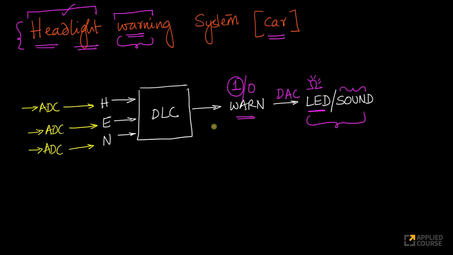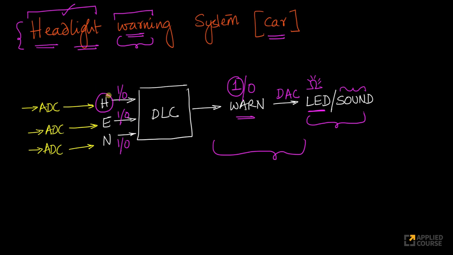Now, what are the inputs? We have understood the output of this system. It's a simple Boolean warn signal. What about the inputs? The first input that you need is whether the headlight is on or not. This H is Boolean, just like all digital circuits, and says whether the headlight is on or off. Is the engine on or off? 1 means on, 0 means off. Is it night or day? 1 means night, 0 means day.